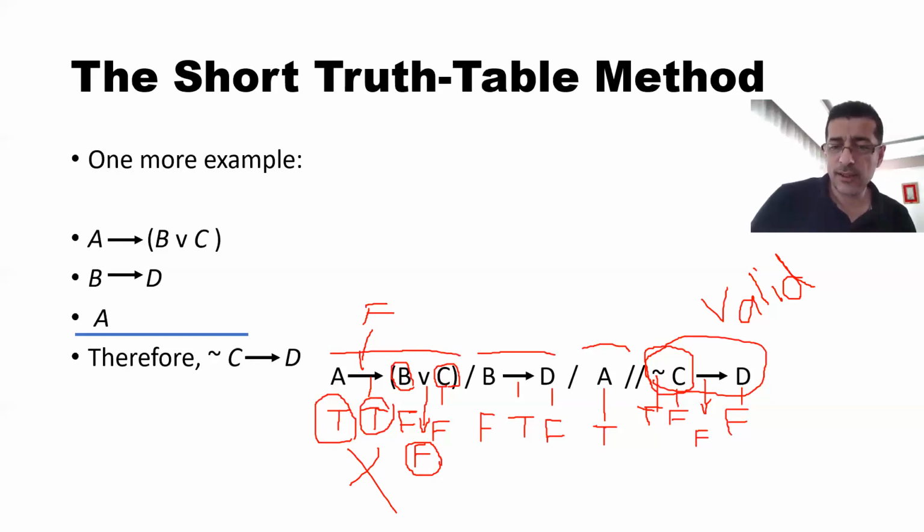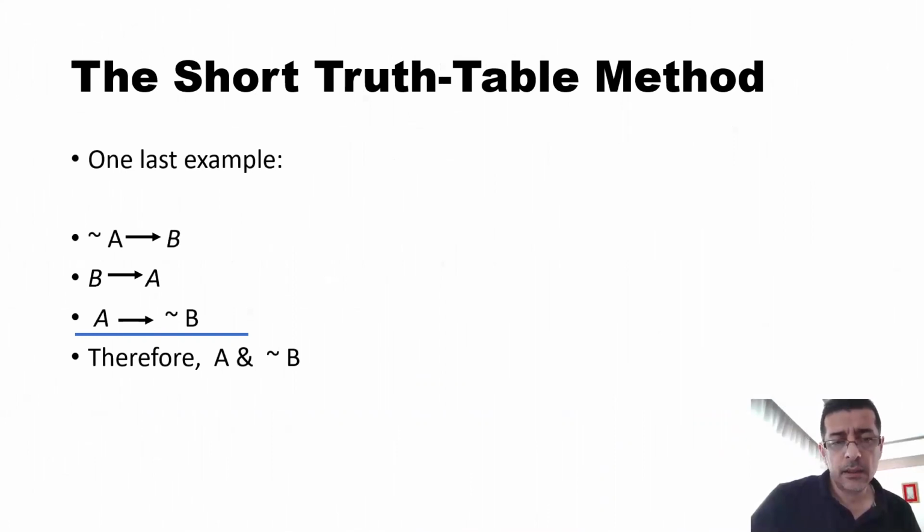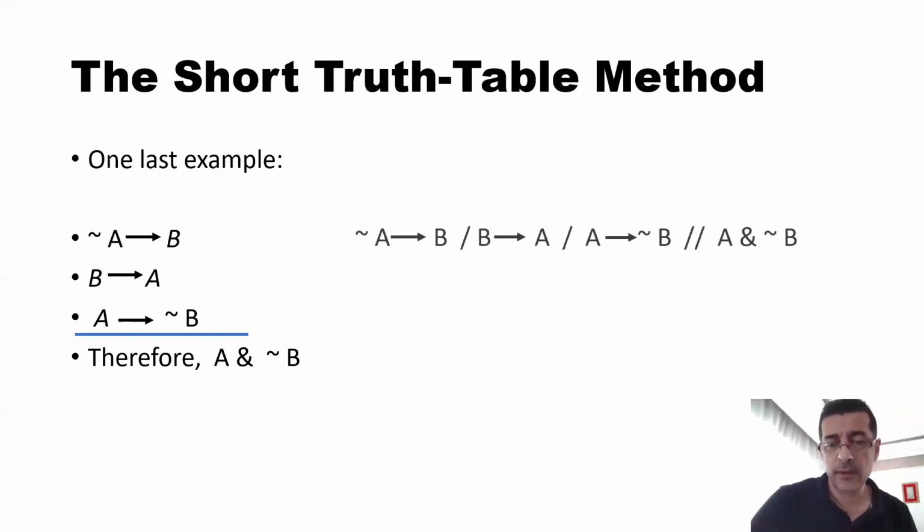Now, let's look at the last example. Okay, this is our last example. What if our last example is like this? Not A, if not A, then B. If B, then A. If A, then not B. Therefore, A and not B. So pause the video and write the line for this argument, okay? So please pause. All right, I hope that you have written it like this, right?